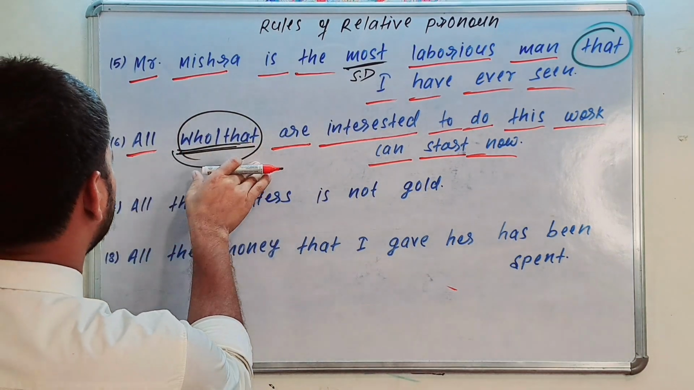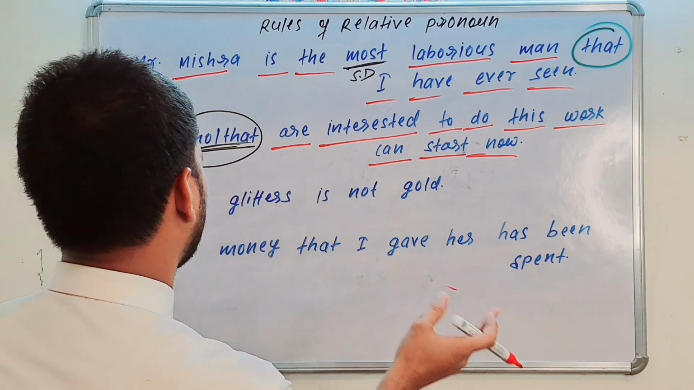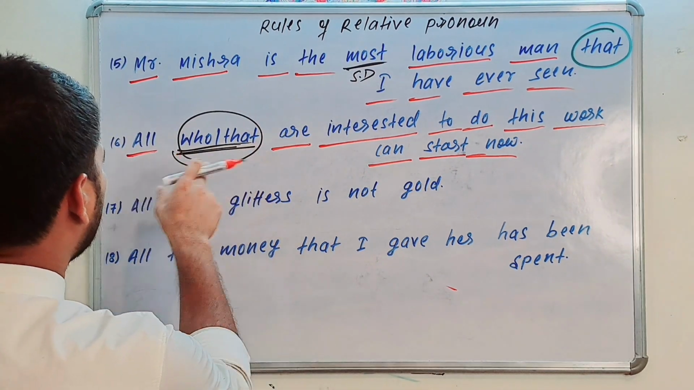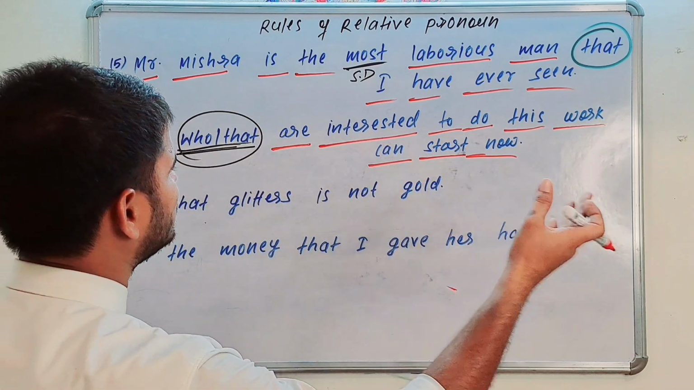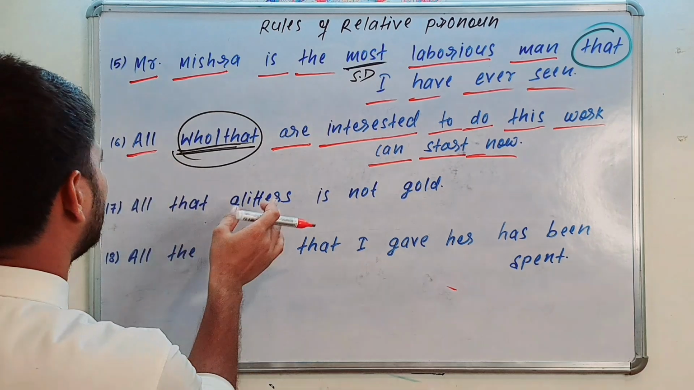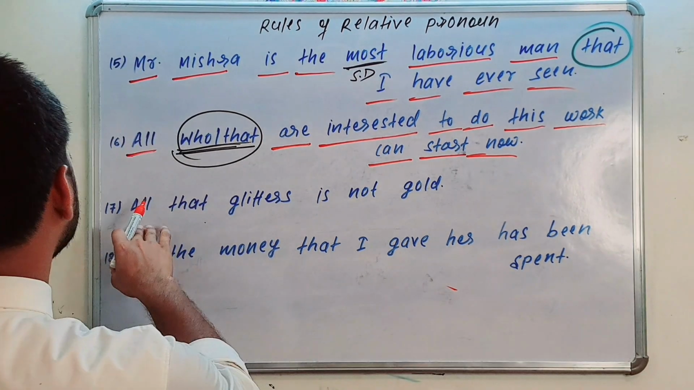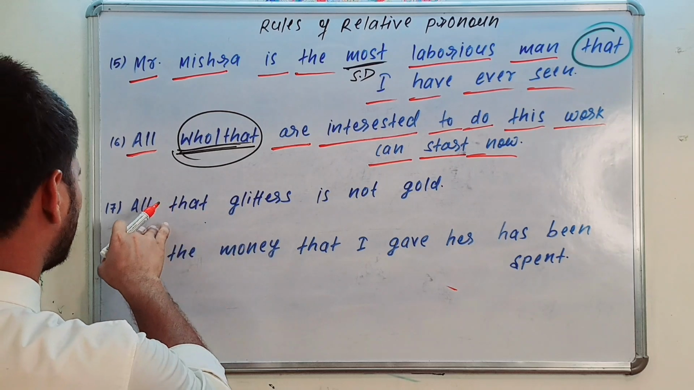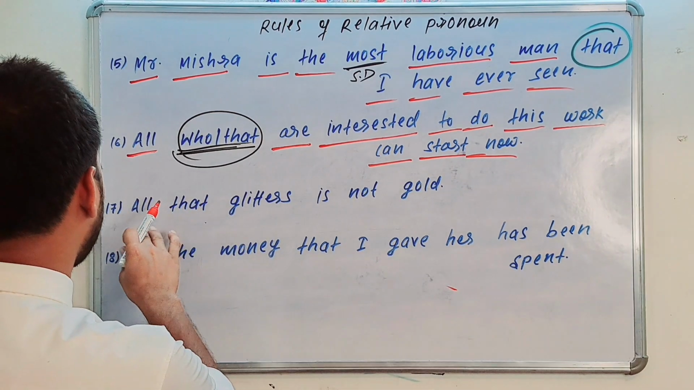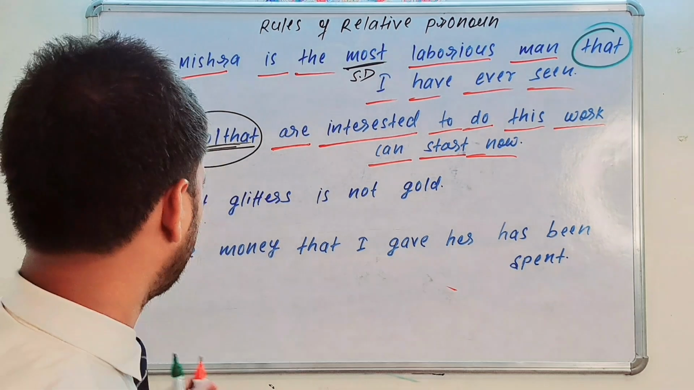All is basically used for persons. All who, or that. You can use either who or that. All who are interested in this work can start now. And the next sentence: all that are interested in this work can start now. Now understand the next rule, that is the sixth rule, from the seventh example. Here, all is used again, but something is different here.